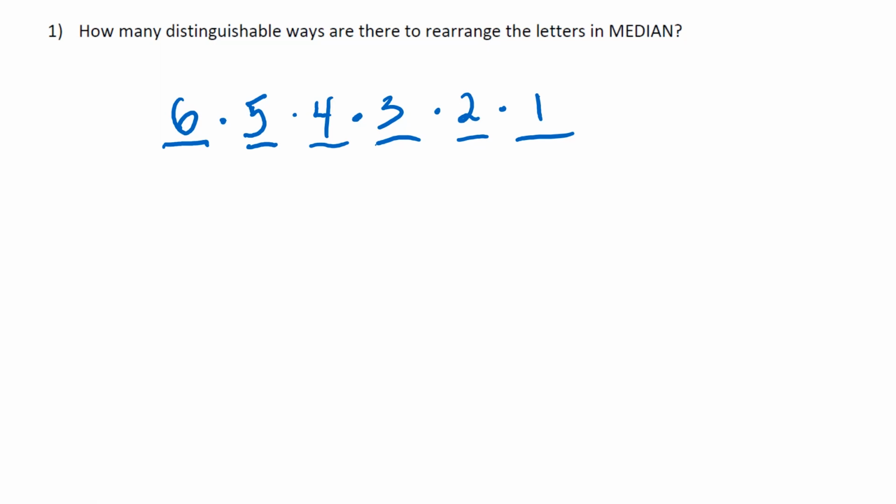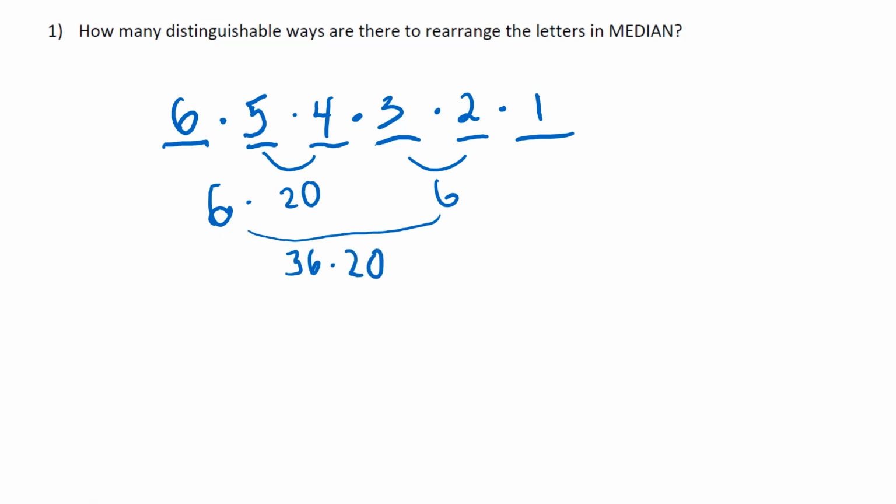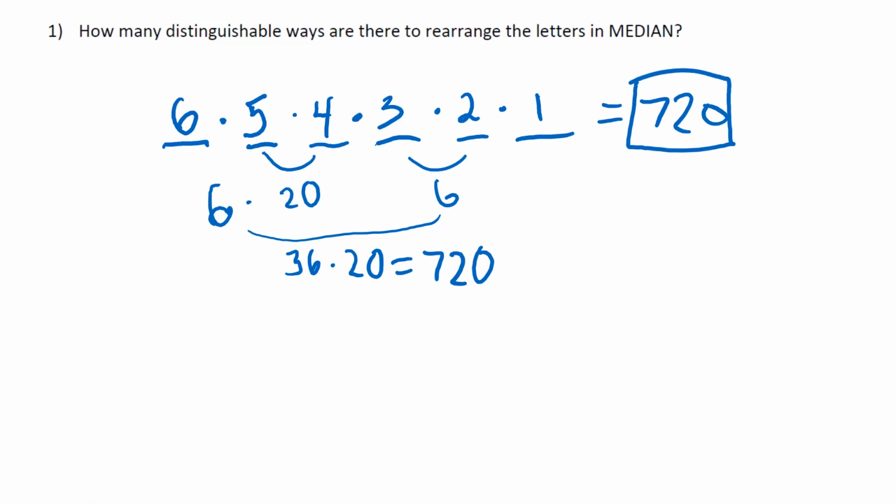If we want to actually do the multiplication here, let's see, I'm going to do it this way. 5 times 4 is 20. 3 times 2 is 6. So we get 6 times 20 times 6. 6 times 6 is 36 times 20. That's 720. Okay, so there's 720 ways to rearrange the letters in median here.